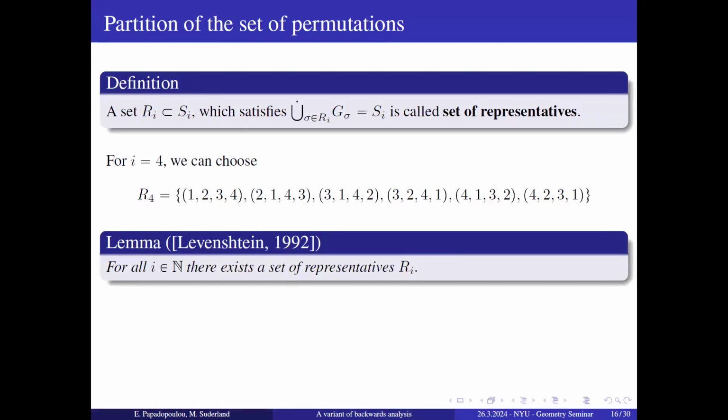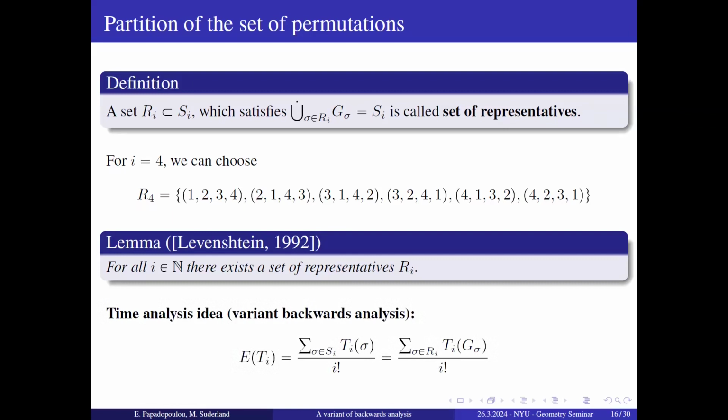For problems independently of backwards analysis, it was already shown that such a set of representatives exists. Note also that such a set of representatives is not unique. So we just know about the existence, but that's good enough. Then when we want to compute the expected time that we need for doing the ith step, we can do the standard computation. We sum over all the permutations of length i, compute the running time for processing these permutations, and divide that by the number of all permutations of length i. So that's the first formula here.